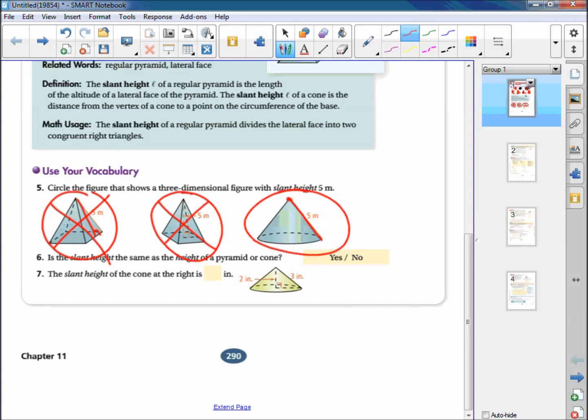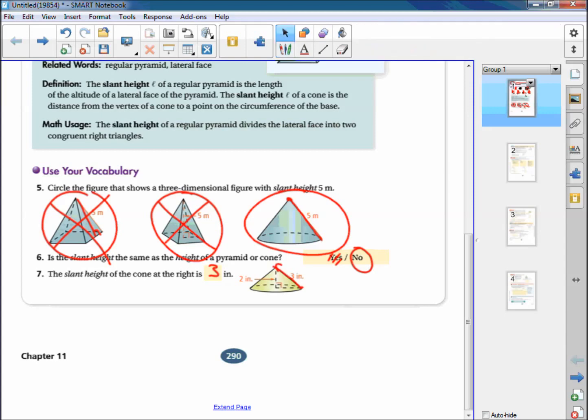Is the slant height the same as the height of a pyramid or a cone? And this is definitely no. The slant height is different. That's why we give it a different name. The slant height of the cone on the right is 3 inches. The height is 2 inches. If I was to stand next to that cone, it would be 2 inches tall, but the slant height, if I was a little ant walking up the side of the cone to the top, that would be 3 inches long.